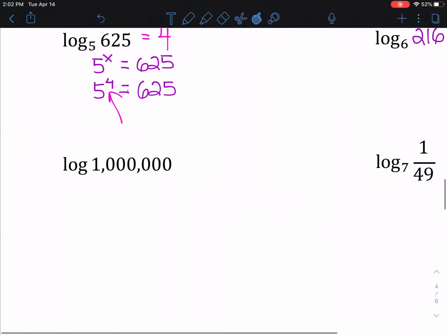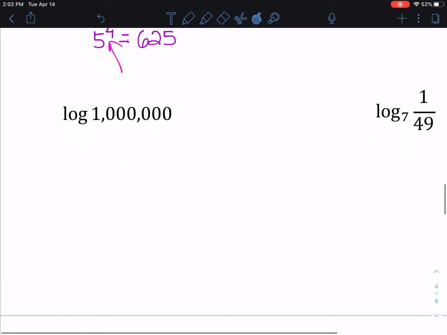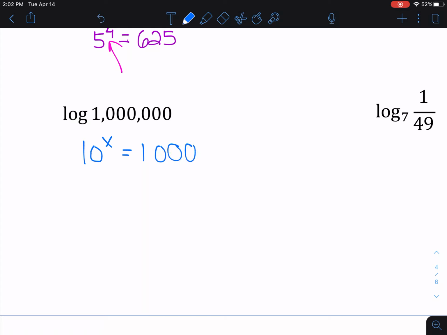So this is really what you're doing. You can do trial and error. And it's just thinking, all right, so this one, notice it says log of 1,000,000. There's no base. First thing you should think to yourself is, since there's no base, that really means it's base 10. Okay, so I'm really thinking 10 to what power gives me 1,000,000.